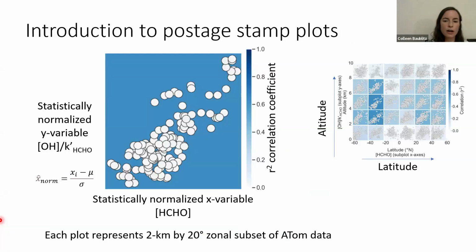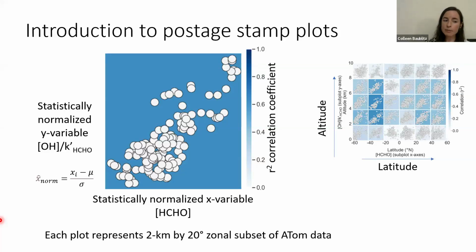Okay, and so before I get into the observation and model comparison, though, I want to look at these relationships specifically in the observations. And so to do that, I use a series of small subplots that I'm referring to as postage stamp plots. And so here I just want to get you oriented to what's included in just one of those smaller subplots.